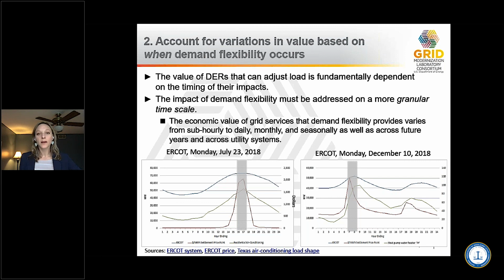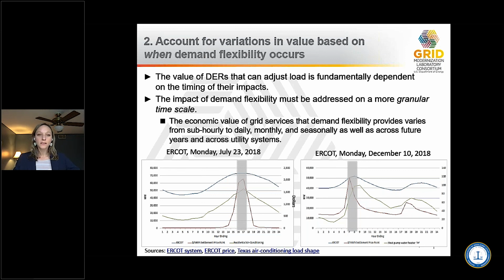And as you can see, the system peaks at different times in the summer and the winter, and also there's different resources that'll line up and meet those needs in different ways. So residential air conditioning is very much on point for reducing peak and generating a lot of volume for the system in the summertime. And heat pump water heaters are overlapping a little bit with when the price is the highest at ERCOT for that particular day. But it's not as close of a fit as air conditioning is. So things change throughout the year and with different resources.